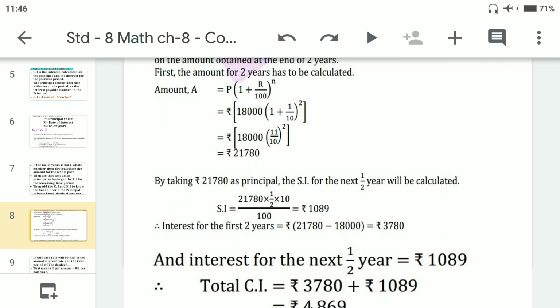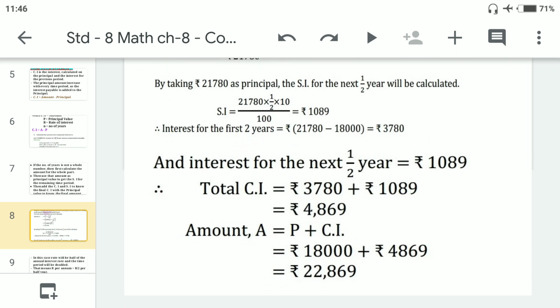Now total compound interest, simply add it. 3,780 plus 1,089, you are getting 4,869. That means this is the final compound interest after 2.5 years. Alright, now this compound interest will be added to your principal value to know your final amount. That means 18,000 plus 4,869, you are getting 22,869, and this is your final amount you have to pay.